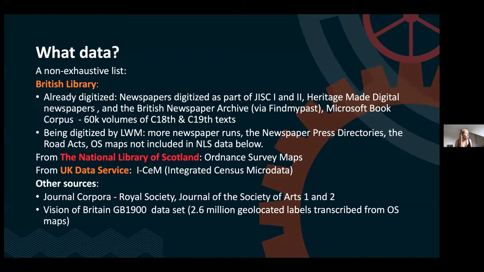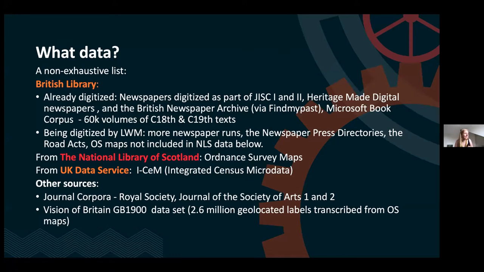So what are we working with and what are we doing? To answer those questions about how ordinary people's lives were changing as a result of industrialization, as a result of changes in the workplace, the coming of rail and other infrastructure that changed things like communication and access to power, we need a whole range of different sources.